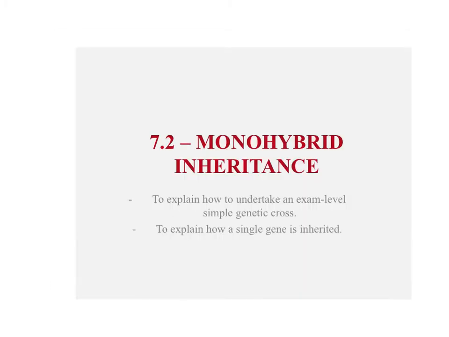As we've said, this is lesson 7.2, monohybrid inheritance. Mono meaning one, and in this instance we are looking specifically at one gene. Okay, so we're looking in that primary example about the inheritance of the green gene, for example. This differs to next lesson where we're going to be doing something called dihybrid inheritance. But for now, we're just looking at that one gene.